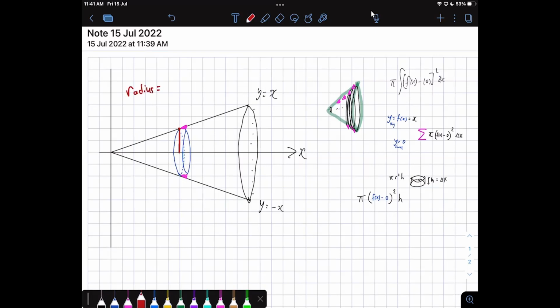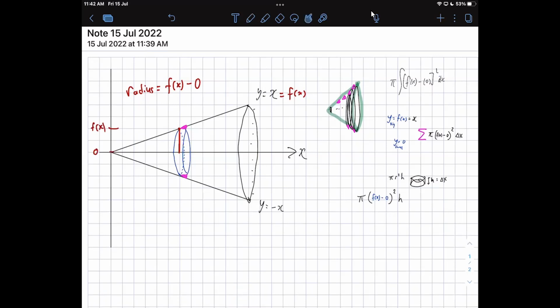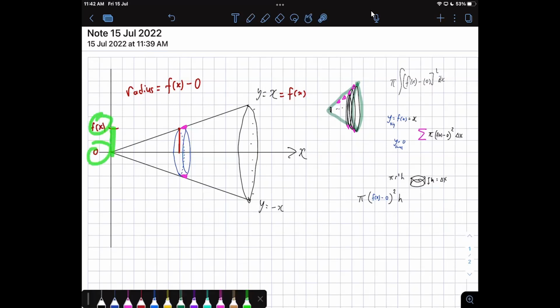Isn't it just this function f of x? I'll call it f of x. Minus 0, where 0 is this guy here. Yeah. Can you see or not? Here is f of x. Here is 0. So you just take big minus small, then you get your height. That's your radius. Then how do you find the volume of this cylinder? This pancake. This height here, let's call it delta x. Well, it will just be pi r squared times delta x. Right?